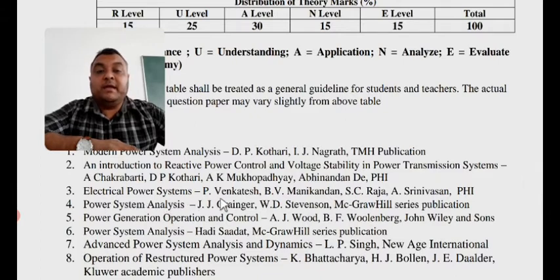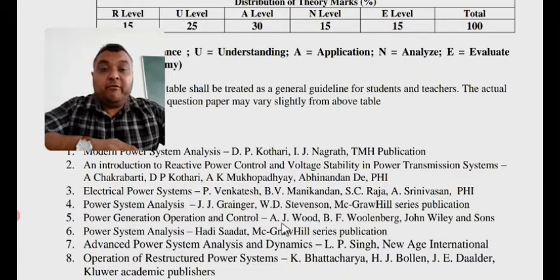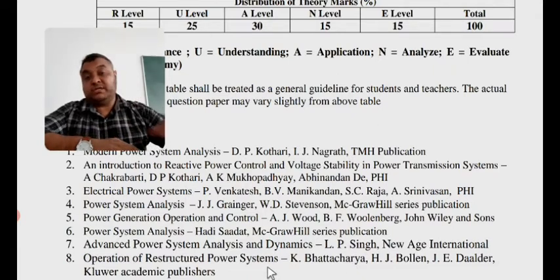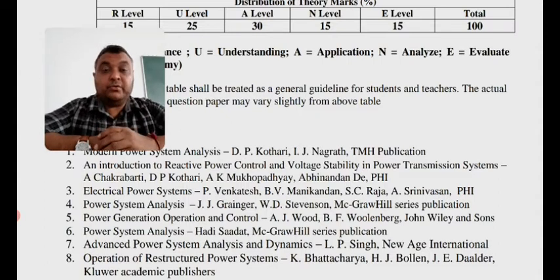Then book number 3, that is Electric Power System by P. Venkatesh, B.V. Manikandan and S.C. Raja, S. Srinivasan. Power System Analysis by G. Granger and W.D. Stevenson. Then Power Generation Operation and Control by A.J. Wood and B.F. Woolenberg. And then Power System Analysis by Hadi Sadar, Advanced Power System Analysis and Dynamics by Alp Singh, and Operation of Restructured Power System by K. Bhattacharya. Okay, so these are the books that you can utilize for the completion of this subject.